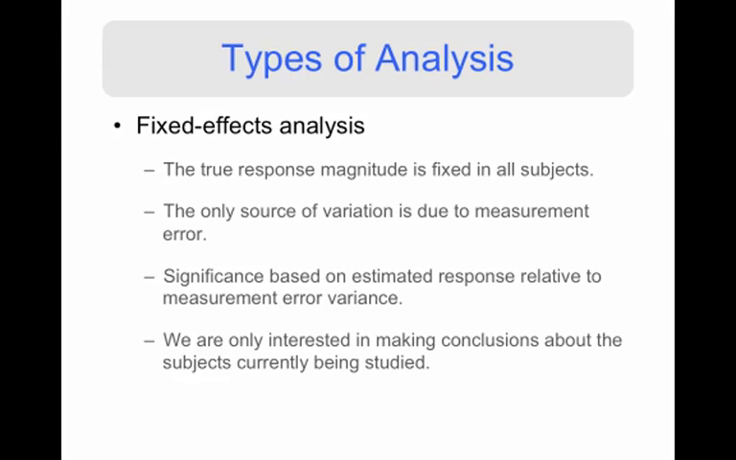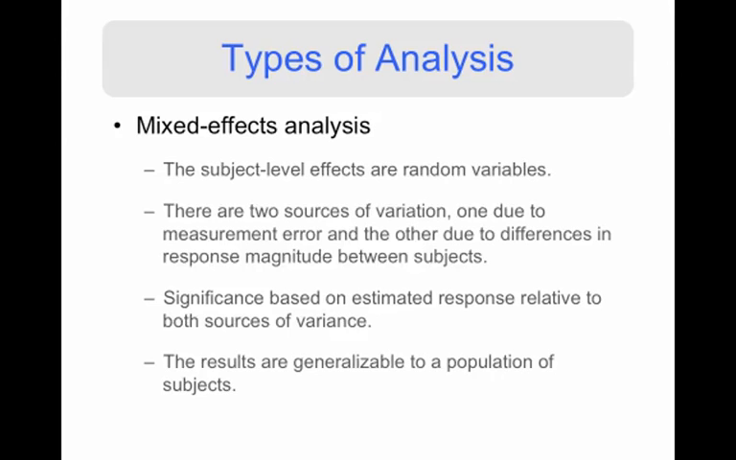Now in fixed effects analysis, we're only interested in making conclusions about the subjects currently being studied. So we use this type of analysis when we're doing case studies. There's no difference between the subjects per se, except for the measurement error. In mixed effects analysis, on the other hand, the subject level effects are considered random variables. This means that all the subjects in the study will have slightly different beta values corresponding to the regressor of interest. And these beta values are assumed to be draws from a random distribution with a population mean, but with some population variance as well.